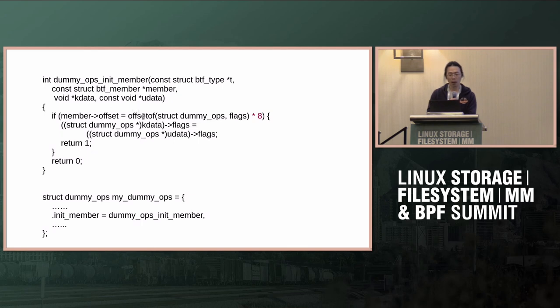For example, here we have dummy_ops flex, and here is a special number. You need to multiply by 8 because in BPF, the offset is counted in bits, so we need to multiply it by 8. So we just check the offset, and if that offset is where the data is, then we just return one and copy the data on our own.